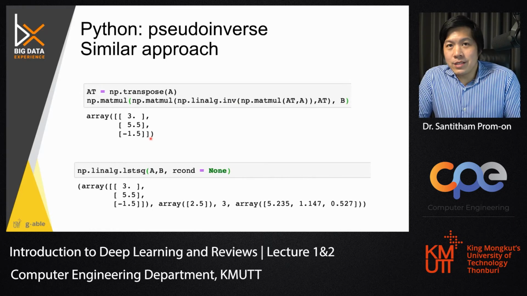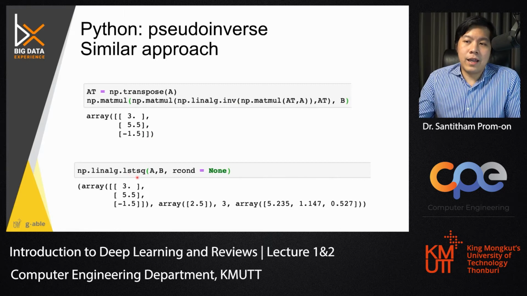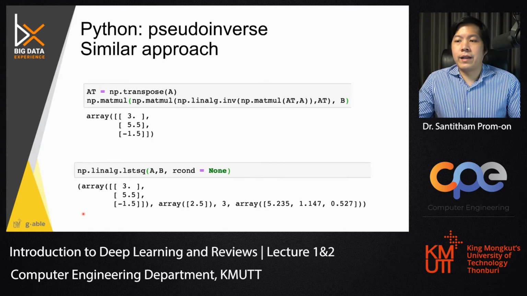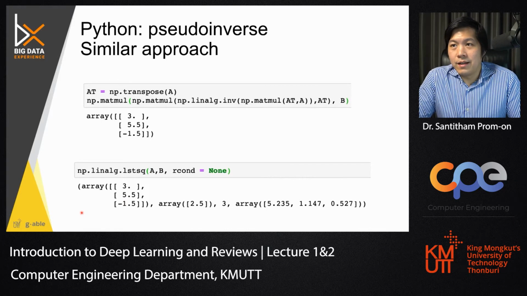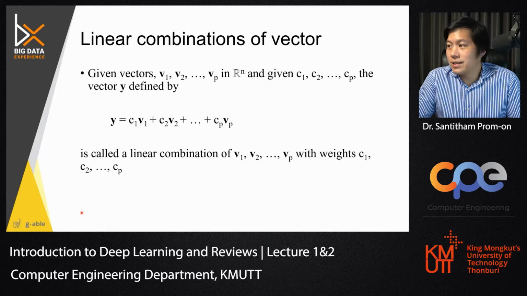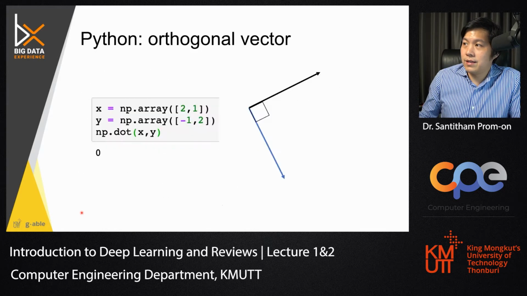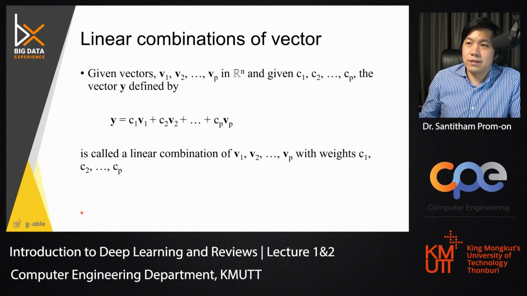You can also solve it another way using linear algebra and the least squares method. The least squares method would solve using a similar technique, and then find the solution like this. Okay. Almost done for the matrix and vectors.